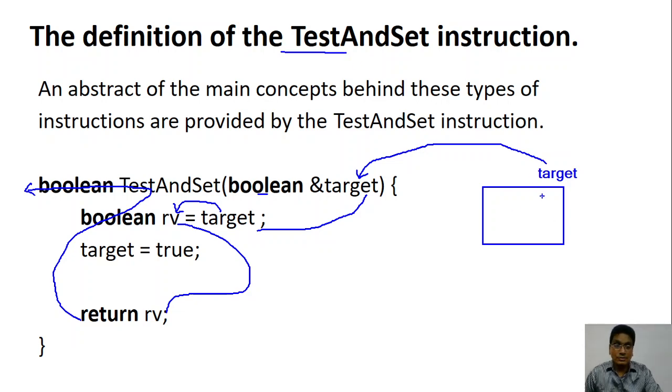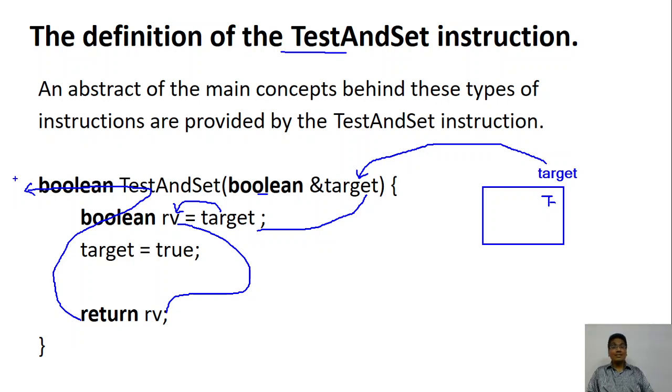Suppose this value is true. You take the value true, store it in RV and return the value true. So you test and say that the value is true. Suppose this value is false, then you take the value, store it in the return value, return it back, and you get the value as false. So it is simple, either you get true or false, but it's not the end.